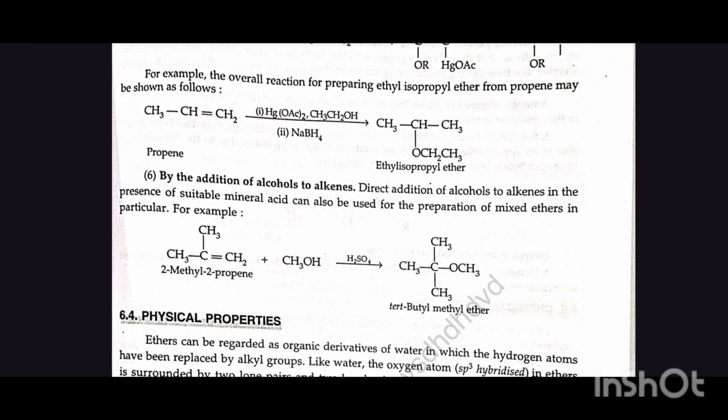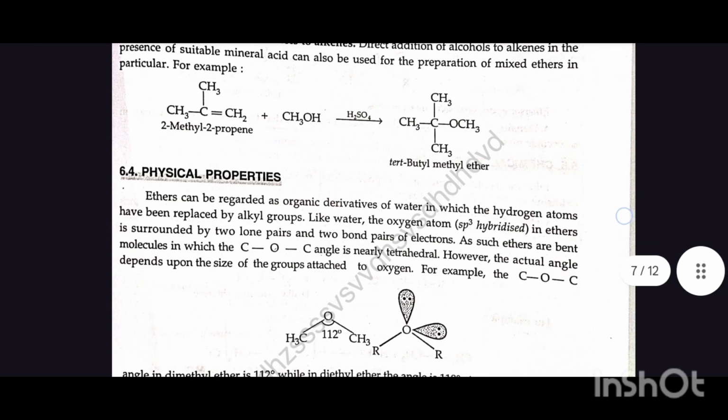6. By the addition of alcohols to alkenes. Direct addition of alcohols to alkenes in the presence of a suitable mineral acid can also be used for the preparation of mixed ethers in particular. For example, 2-methylpropene plus CH3OH in the presence of sulfuric acid gives tertiary butyl methyl ether.